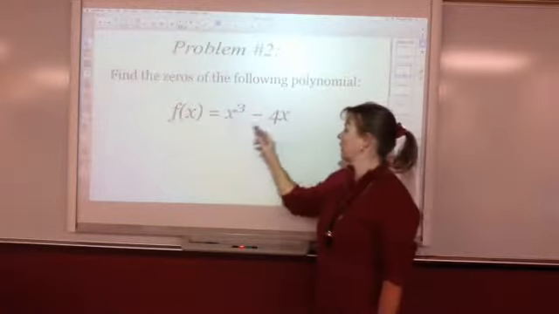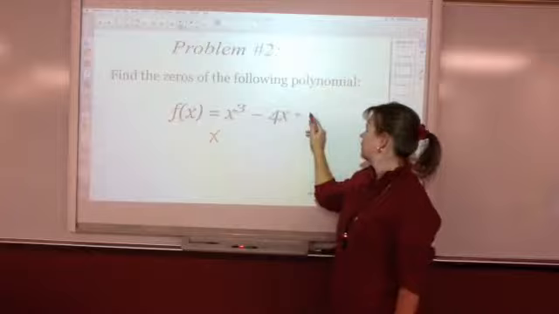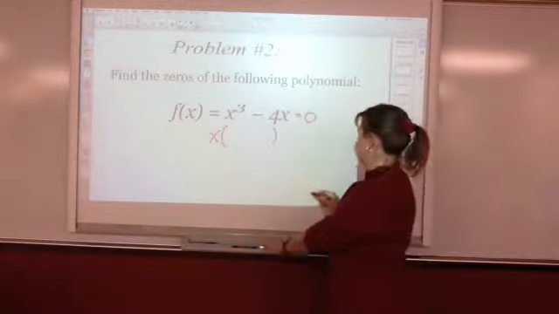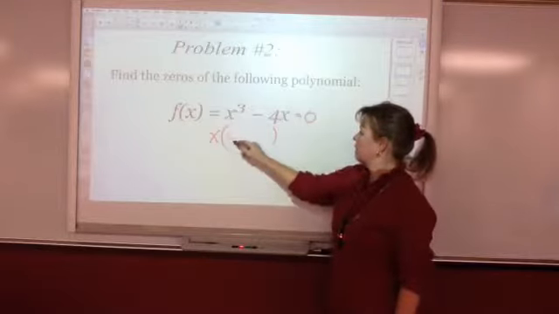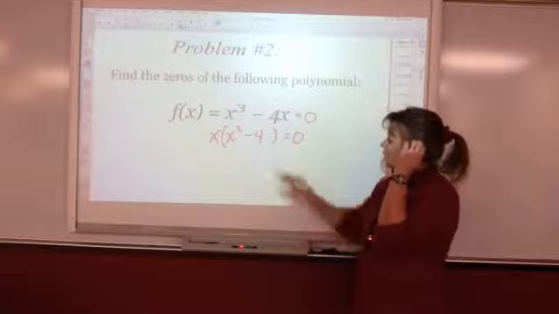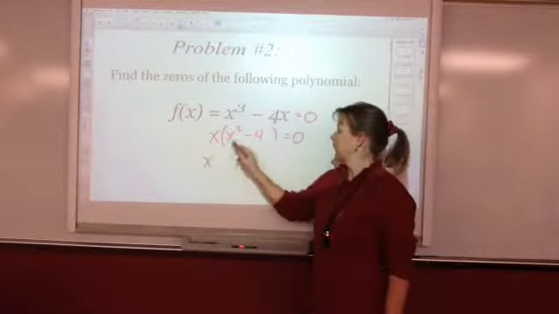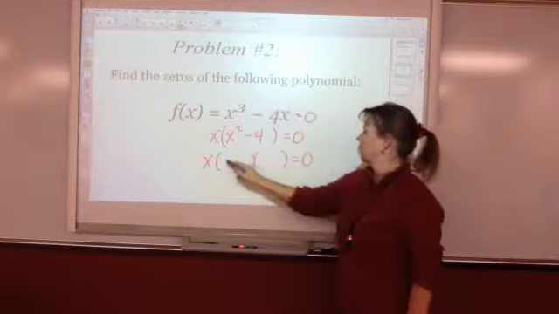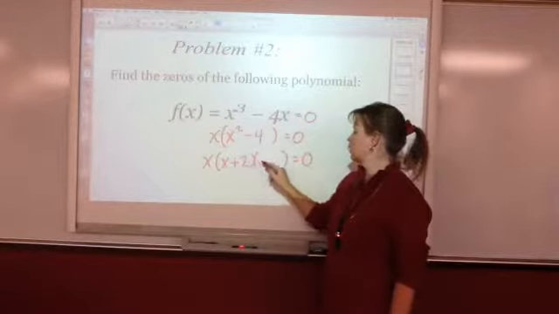Problem 2, they have a common factor of x. Set it equal to 0. Take the x out of the equation. Divide it. What's left is x squared minus 4. You can either solve by algebra or you could factor x squared minus 4. It is the difference of two squares.